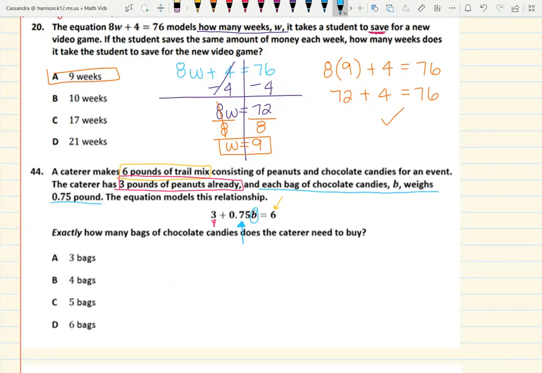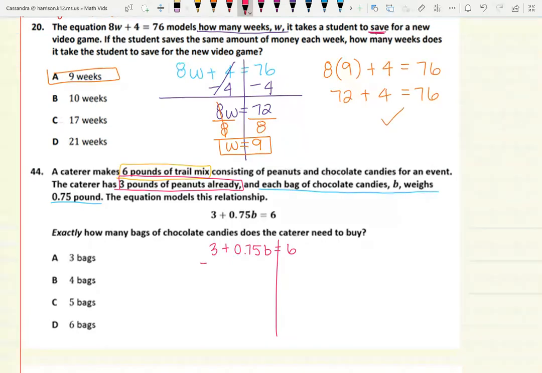All right. So let's go through. They've given us the equation. Let's just go through and solve it for B. All right. So 3 pounds of peanuts plus 0.75 pounds per bag of chocolates equals a total of 6 pounds of trail mix. And let's solve this thing.